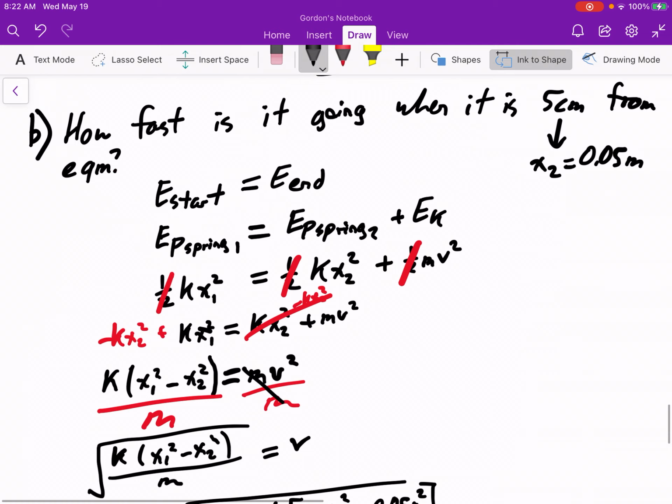So the key here is always, with any sort of conservation of energy problem, it's easiest to think about how much energy do you have at the start, how much energy do you have at the end. And in the next video, we'll look at a pendulum.